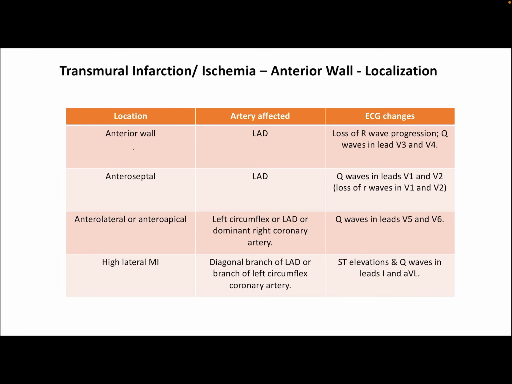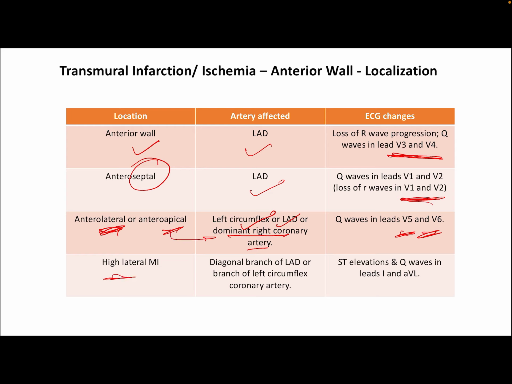So if there is an anterior wall MI, which artery is mostly involved? Left anterior descending. Which leads will be affected? V3, V4 precordial leads. If the septum is involved, we will see more changes in V1 and V2. Again, the artery involved is the left anterior descending. If it is lateral or apical, we see more ST segment changes in V5 and V6, and it might be due to either the circumflex or the left anterior descending. In some cases, it can be because of the dominant right coronary artery also, especially in the apical part.